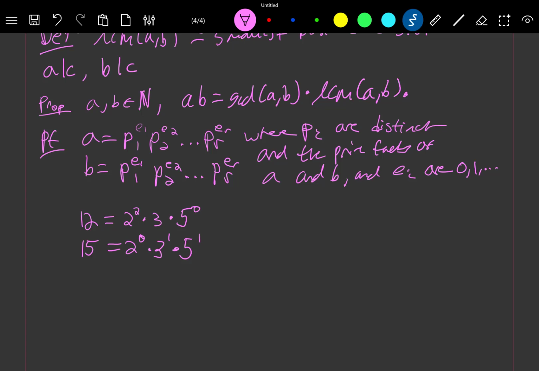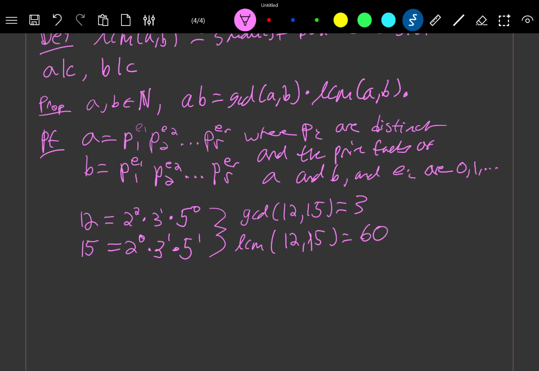So the entire idea behind having this factorization involving both of the prime factors, but allowing 0, because anything to the 0 is 1, is, if we look at the GCD of 12 and 15, this is going to be 3. And the least common multiple of 12 and 15 is going to be 60.